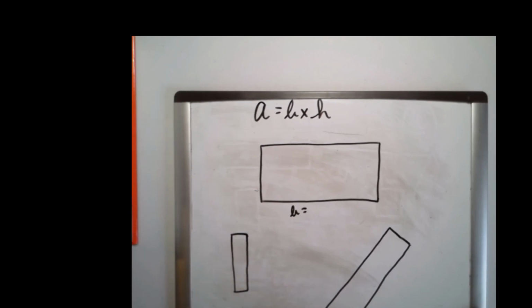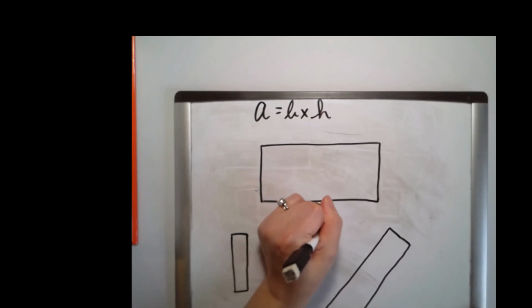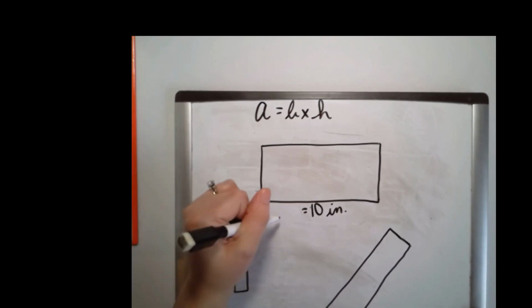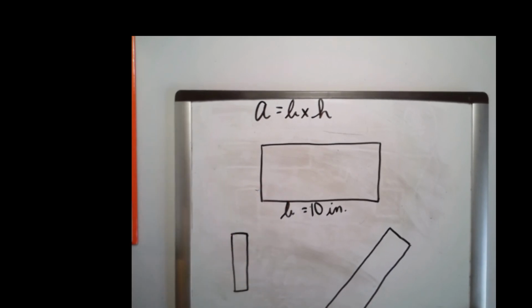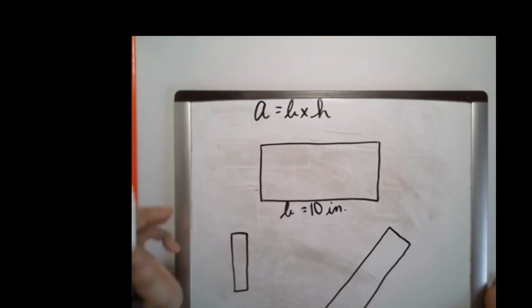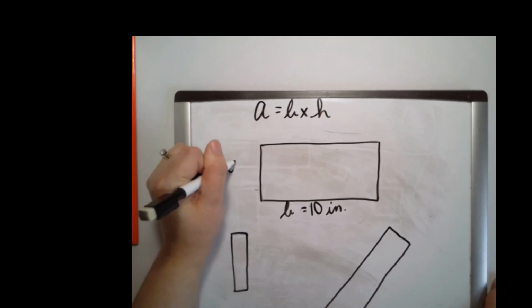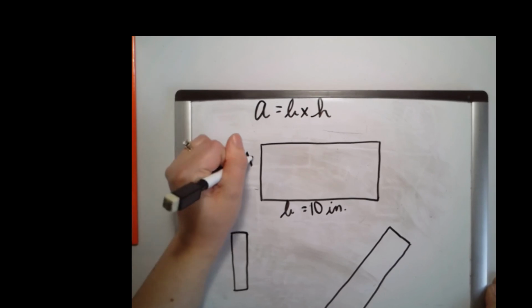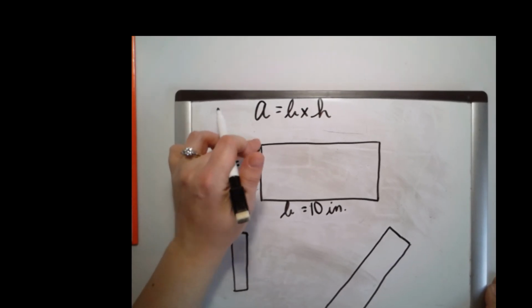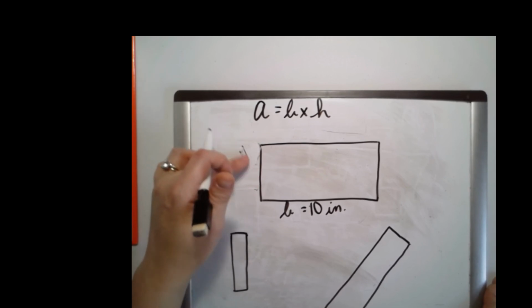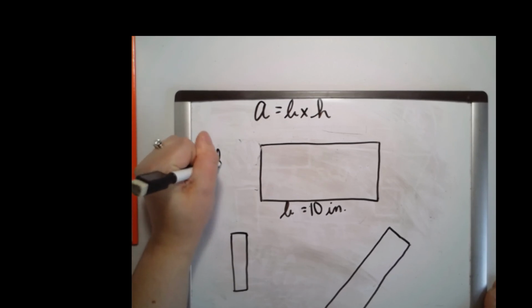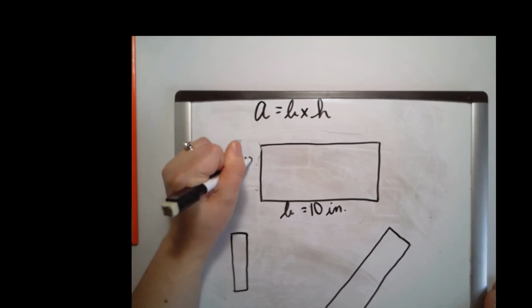is 10 inches. All right, and I'm going to fix this. It's very mushy. There we go, a little better. So the base is 10 inches. And let's say that my height is 4 inches. It's hard writing on a whiteboard. I'm used to writing on paper. All right, so height equals 4 inches.